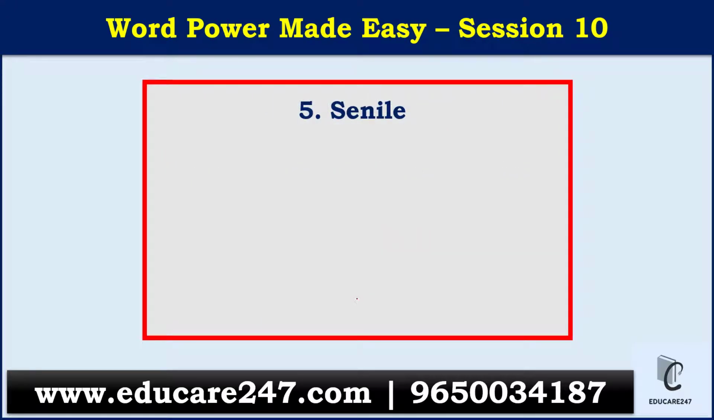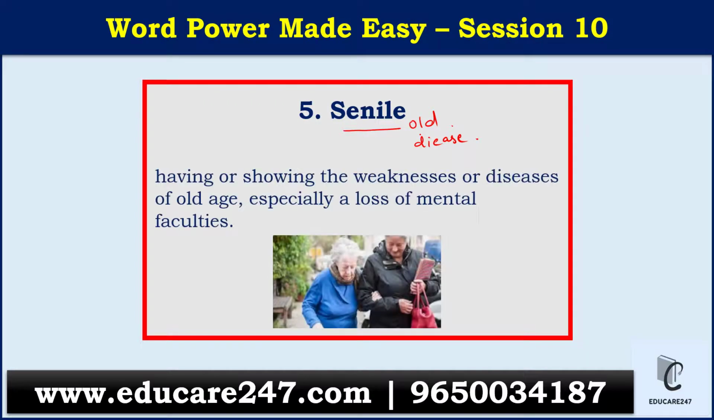So you could see how simple it is if you know the meaning of root words. Again, here it was senex, which means old, and senile will be basically some disease faced by old people. So, having or showing the weakness or diseases of old age, especially a loss of mental faculty. So, loss of mental faculty is basically losing control over your brain, so you can't do the daily task.